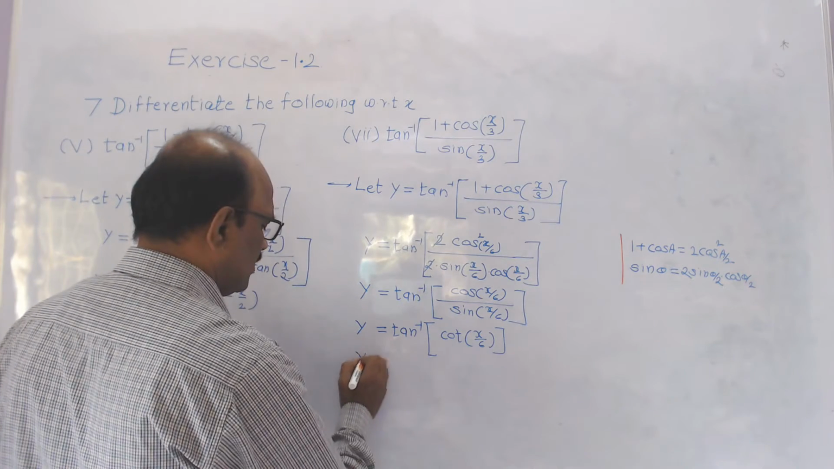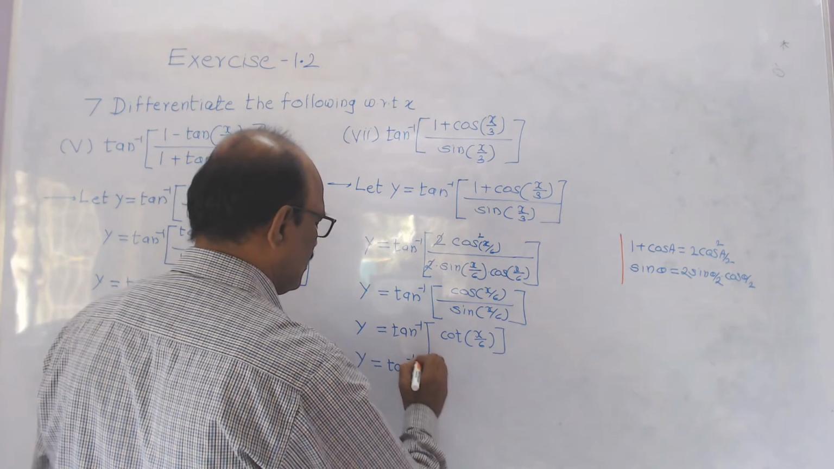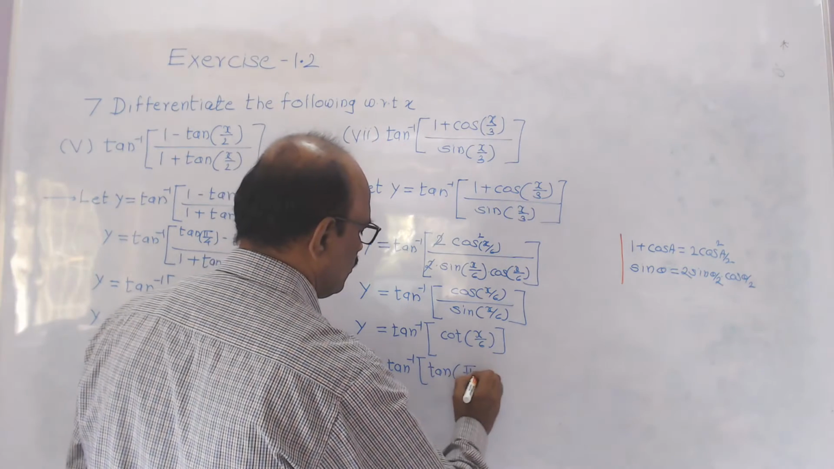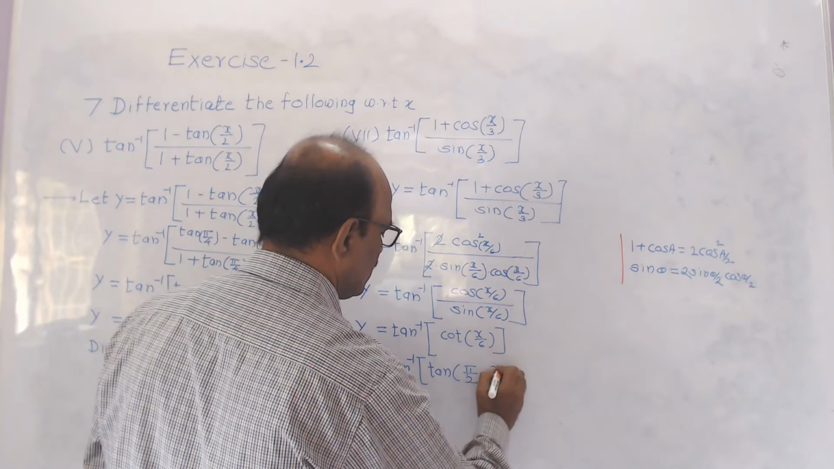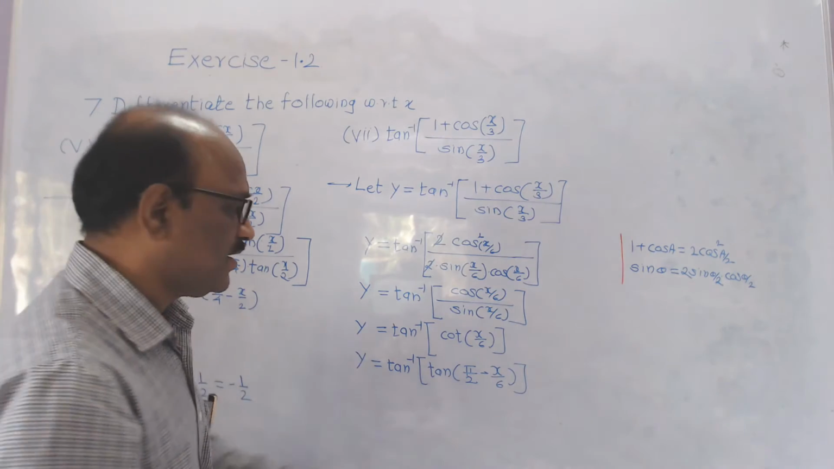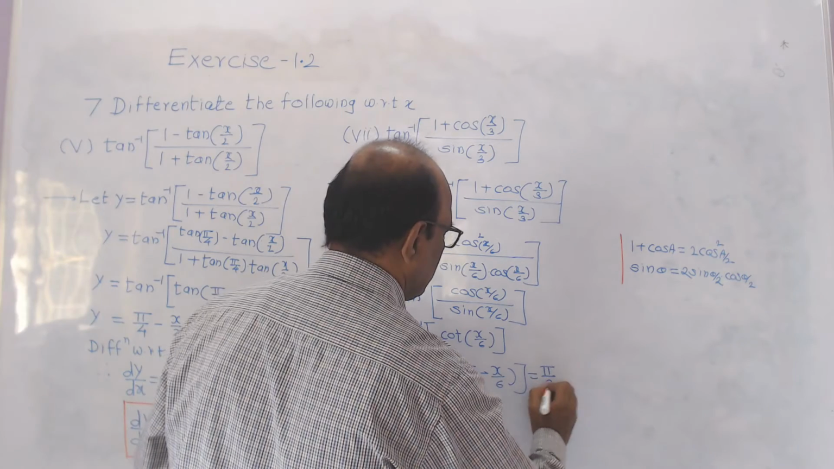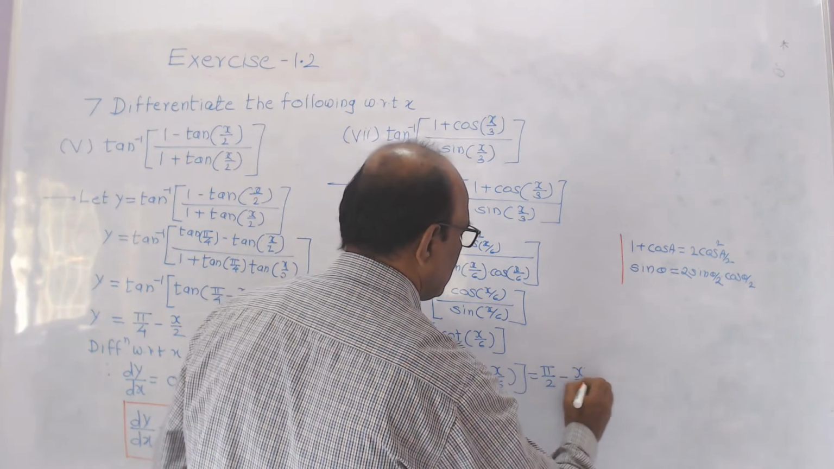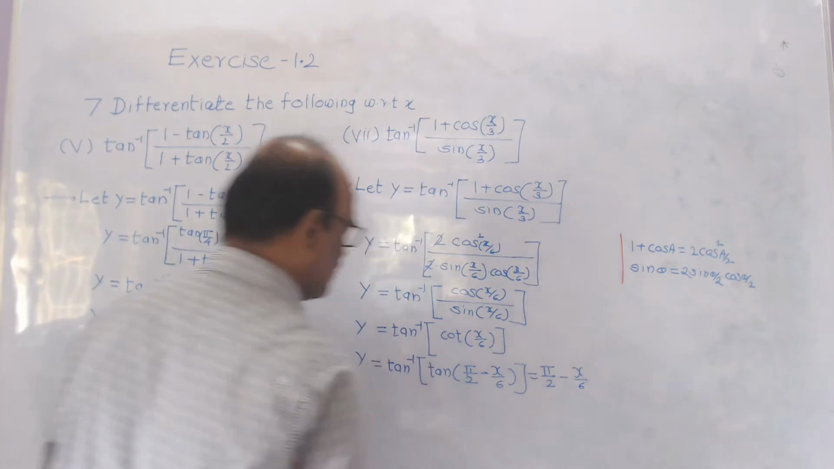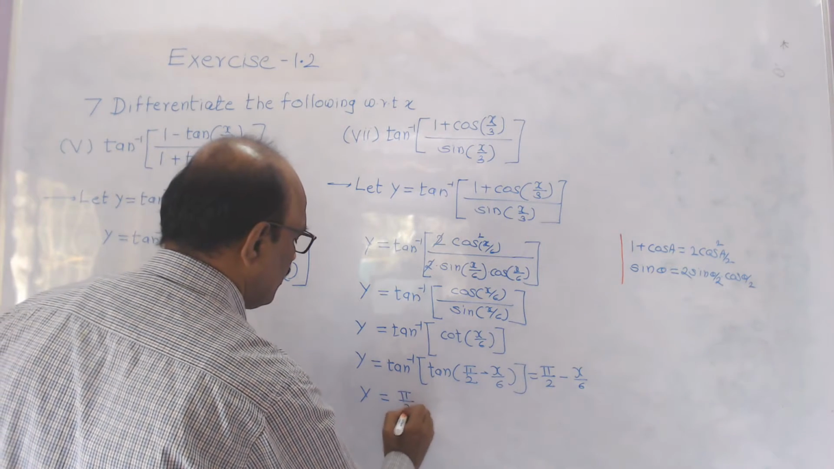We'll write here, y is equals to tan inverse of tan of pi by 2 minus x upon 6. Now again tan inverse of tan of theta is theta, and therefore this equals to pi by 2 minus x upon 6. Now here y is equals to pi by 2 minus x upon 6.